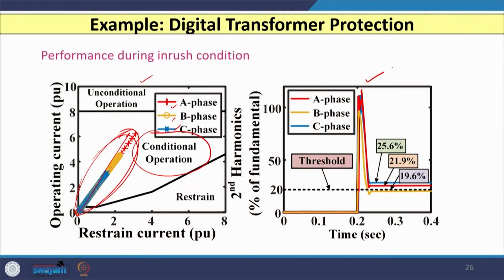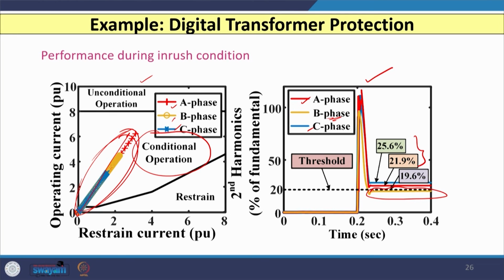Here in this second graph you can see I have shown the percentage of second harmonics with reference to the fundamental, phase-wise. For one of the phases, let us say B phase, you can see this value falls below the threshold, let us say 20%, whereas for the other two phases A and C, the values are above 20%, that is 25 and 21.